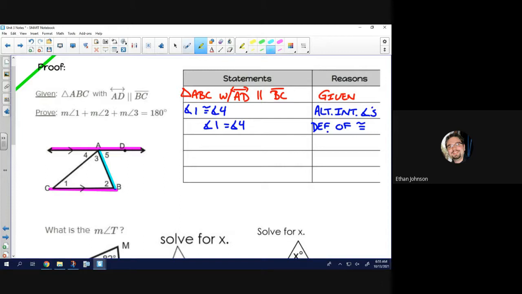Looking at that relationship, I see angle 5 and angle 2 are congruent because they are alternate interior. So angle 5 is congruent to angle 2, because of the alternate interior angles. Now, just like before, we need to be able to switch it back to an equals. So angle 5 equals angle 2. Definition of congruence.